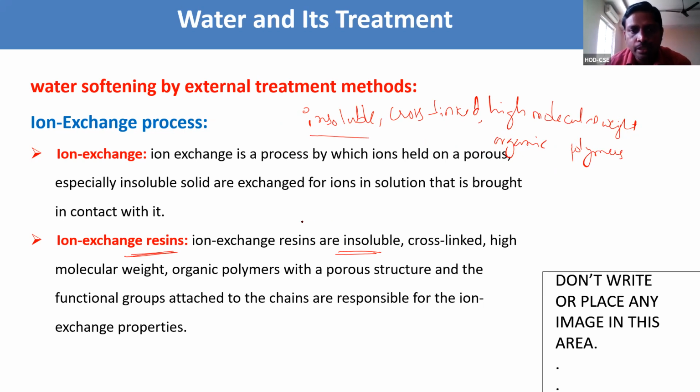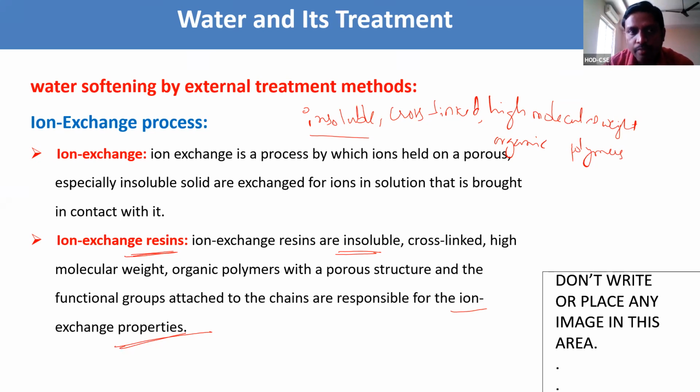They have a porous structure. Porous means it contains holes. The functional groups attached to the chains are responsible for the ion exchange properties. These resins are not soluble in water. They are insoluble, cross-linked, high molecular weight organic polymers with a porous structure, and the functional groups present on the chains are responsible for the ion exchange properties.